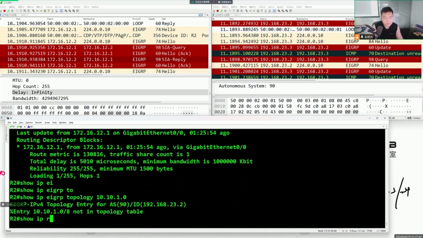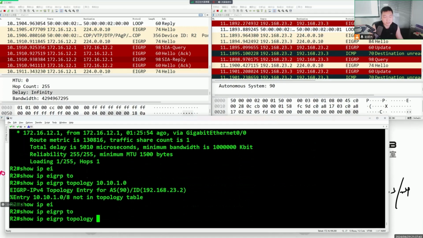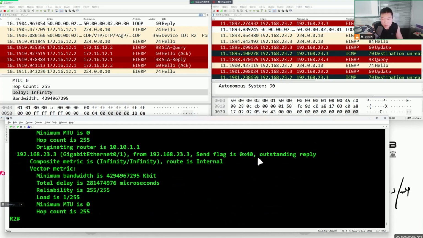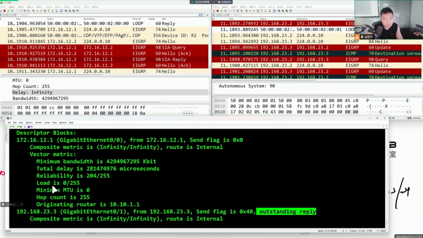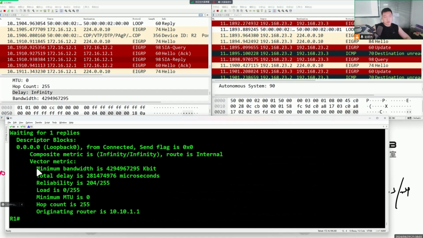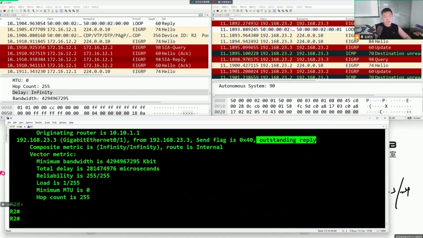Which table was it? Is it the neighbor table? No, which table was it? I forgot which table it was. Stuck in SIA state. I remember which table it was. Show IP. Is this the right table? Did not add detailed information. Look here. Yes, found it. 10.1.0.1.0 entry. No need to add that detailed entry.